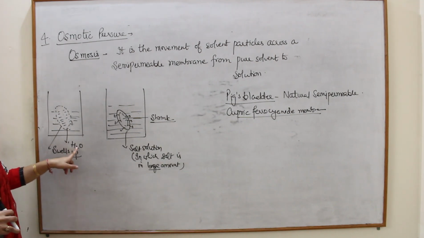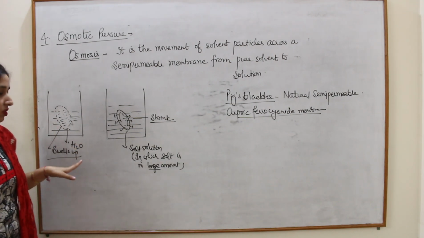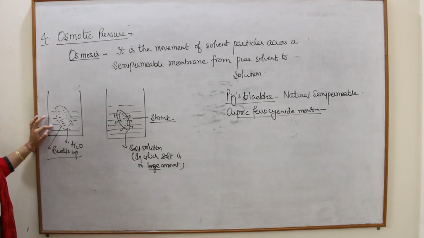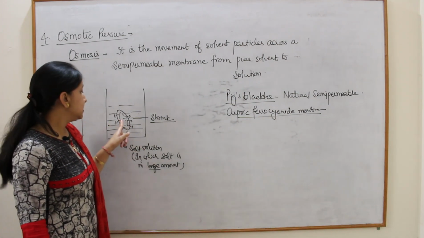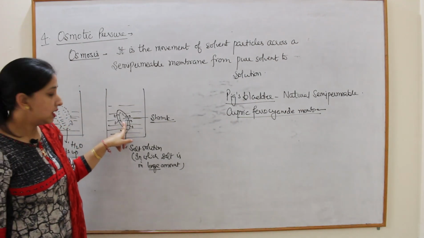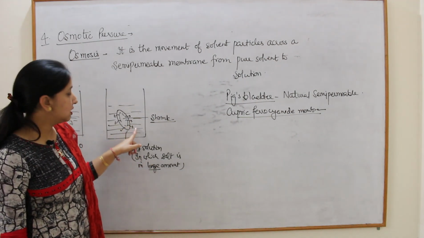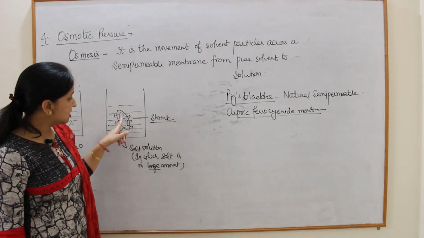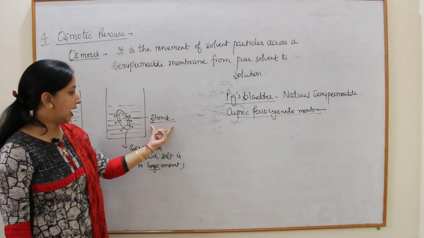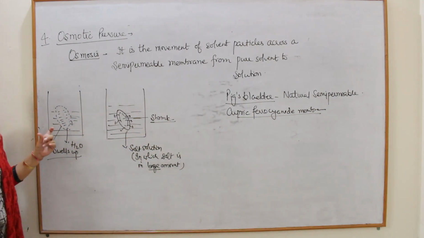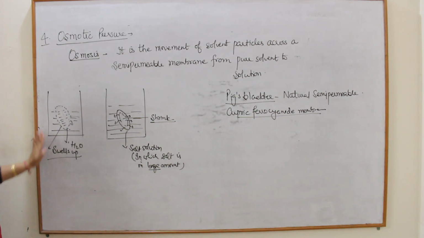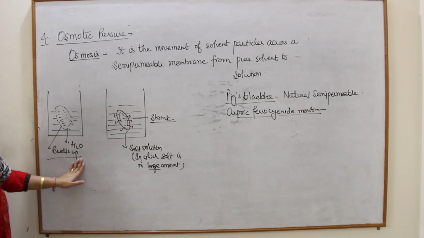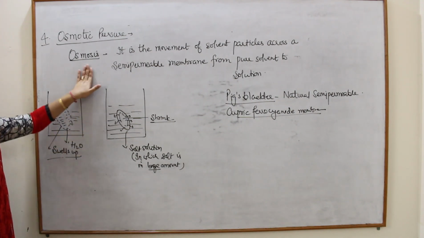Osmosis means movement of water or any solvent from its higher concentration to the lower concentration. But in this case, the concentration of water inside the egg is more as compared to the amount of water in the vessel. So in this case, water will move outwards, so the egg will shrink. But in this case, water will move from the vessel towards the egg, so this will swell up. Okay, so these two processes are osmosis.